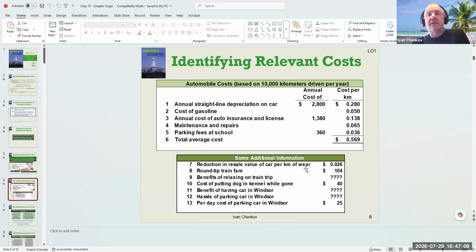Benefit of having the car and hassle of parking the car when she goes to her friend's place. Definitely there'll be benefits. Most likely there'll be a problem with parking the car, but since those cannot be measured, it's not going to be considered. And the last thing left is the pay per day cost for parking the car in the place where her friend is. Yeah, we definitely have to consider that cost, because if she goes with the car, she has to pay for that.